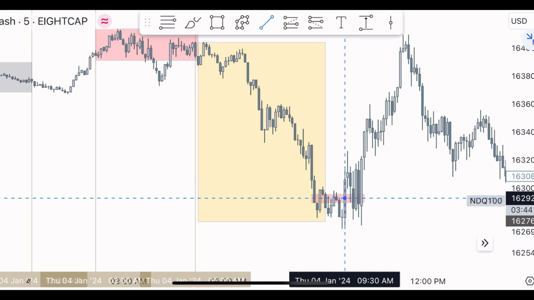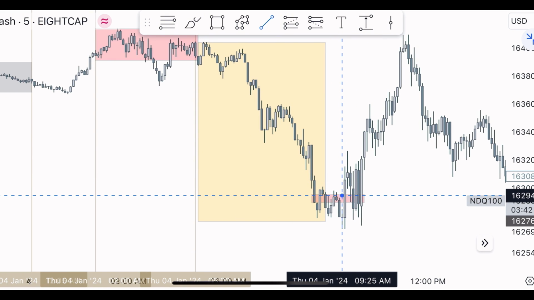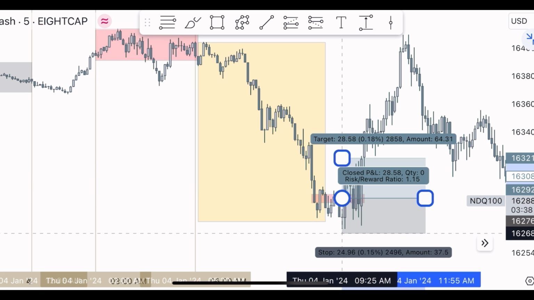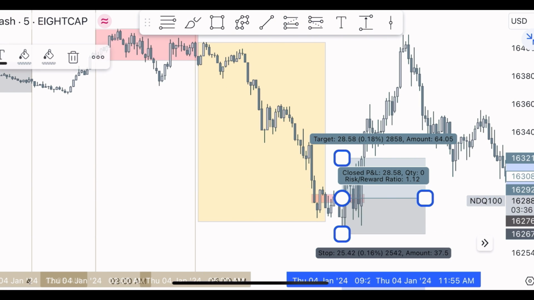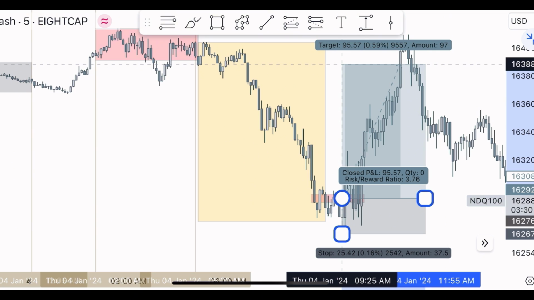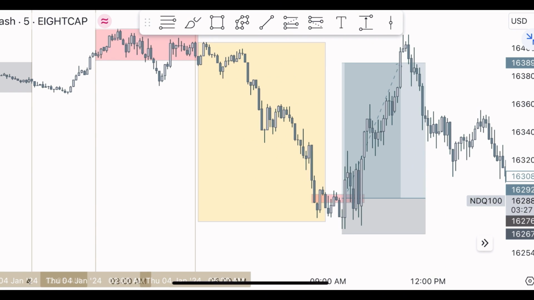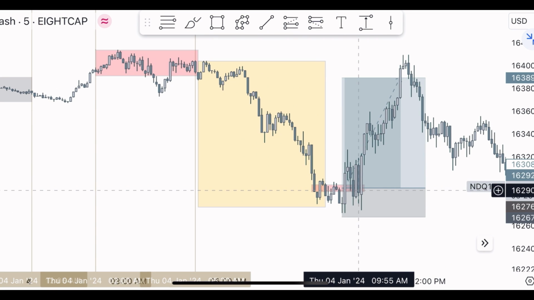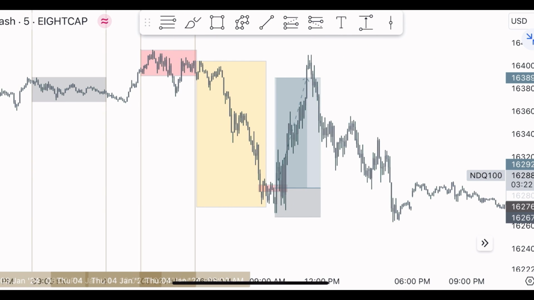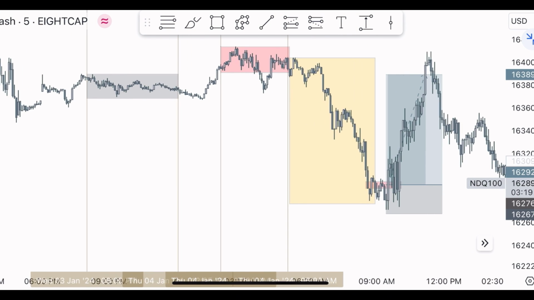So I shared the entry here. I told my friends to long at this point. My stop loss was at 16267, as you saw in that screenshot, and I targeted the Asian session highs. You can see the price came down into that fair value gap and it pumped. So this is called the ICT Judas swing strategy.